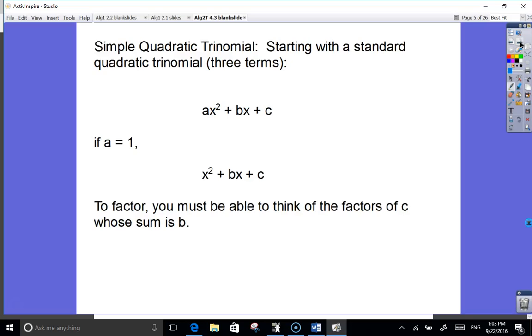And to factor that, you have to think of the factors of c whose sum is b. And that's where it comes into play. You got it in a multiplication table, right? Probably doing a quick sorting of what are all the factors of that last number and which ones would add up.